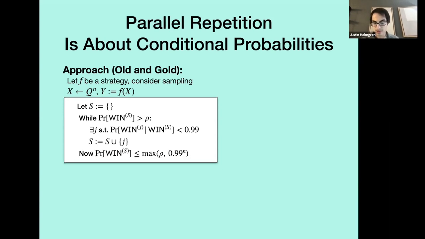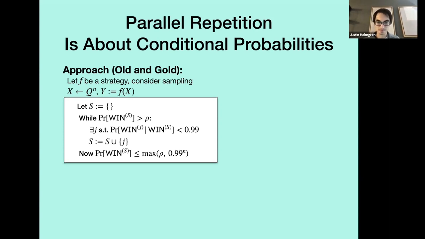And if you can keep doing this, then the probability of winning in all the coordinates that you've considered so far just goes down exponentially as you keep adding coordinates to your set. And at the end, you'll have that your probability of winning all of these coordinates, and in particular your probability of winning everything, is at most your threshold, or 0.99 to the n. But if it's 0.99 to the n, then you have an exponential bound and you're happy. So we'll be limited by this threshold. So does this high-level approach make sense?